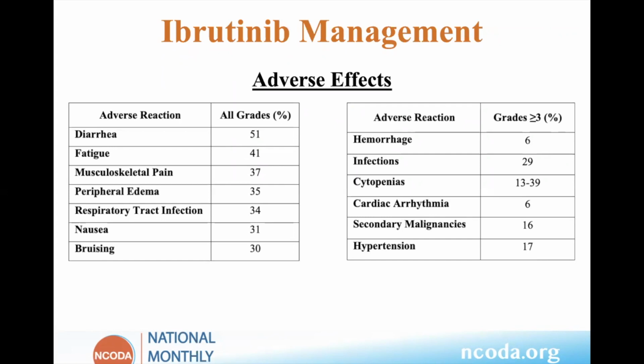Adverse effects that are associated with Ibrutinib are, we listed the most prevalent adverse reactions from top to bottom. So diarrhea, fatigue, musculoskeletal pain, peripheral edema, respiratory tract infections, nausea, vomiting, and bruising. The grade 3 and 4 adverse reactions are listed on the right-hand side with hemorrhage, infections, cytopenias, cardiac arrhythmias, secondary malignancies, and hypertension.